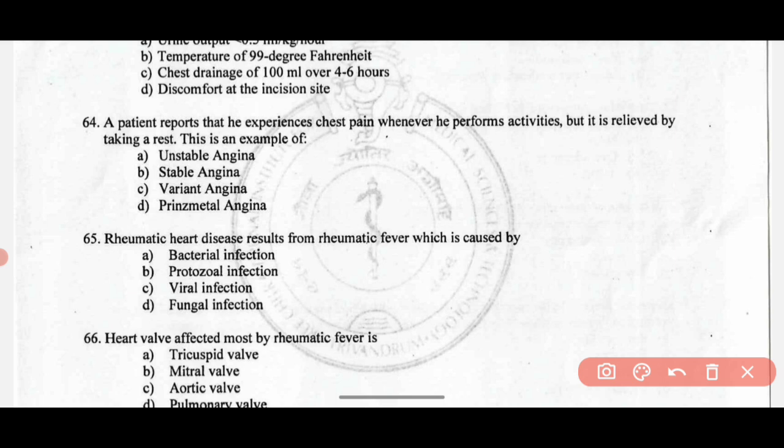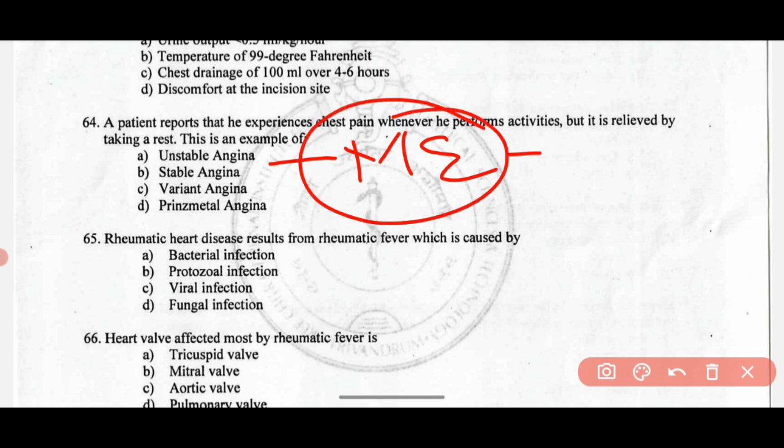See, unstable angina. What is unstable angina? Always consider unstable angina as a medical emergency. Why do we need to consider it like that? Because in unstable angina, the pain occurs at rest. Even if the person is doing minimal activity, the pain will increase. It is not at all relieved by rest, and it is not relieved by medications. So unstable angina is considered what? A medical emergency. So this is the right answer.